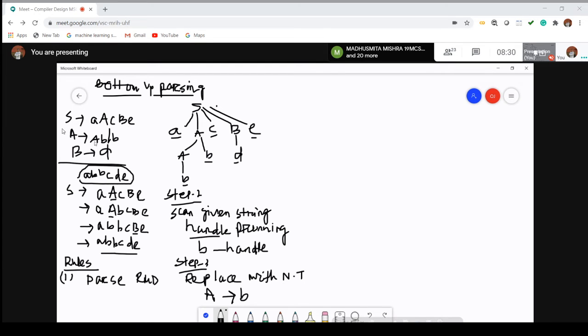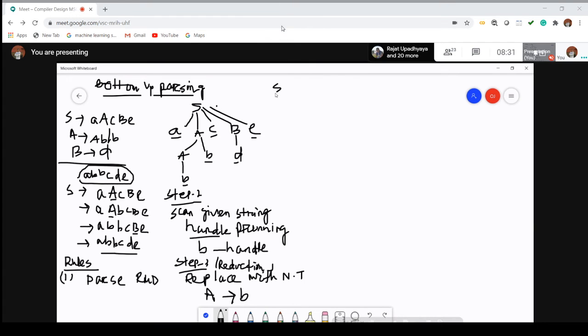So in step number 2, you find which symbol is to be changed. In step number 3, you change the value, and this step is called reduction. Step number 2 is called finding the handle. Once you find the handle, then you can go for the replacement.